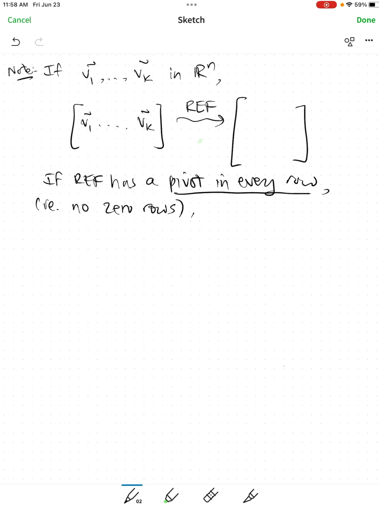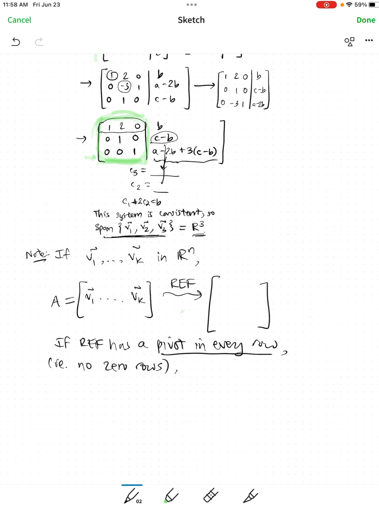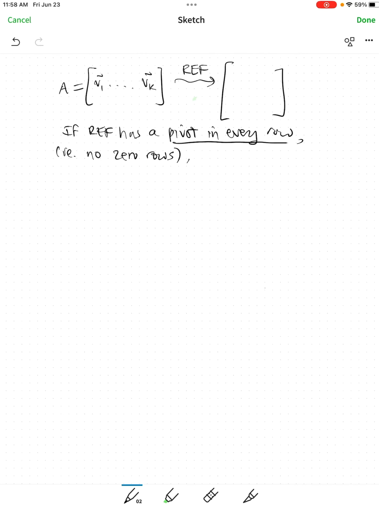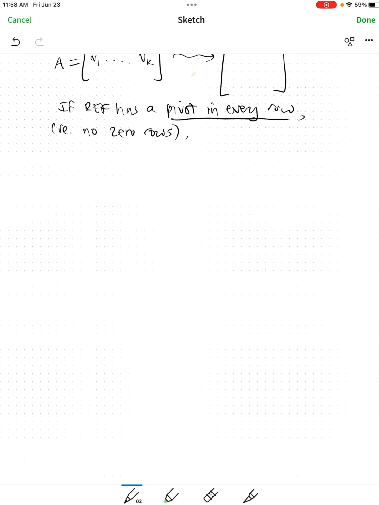Okay. And again, this is not the augmented part. This is not the augmented matrix. Let's call this matrix A. I'm talking about this matrix, not the whole thing. If this has a pivot in every row, in other words, there are no zero rows, then the span of V1 through Vk is equal to Rn.